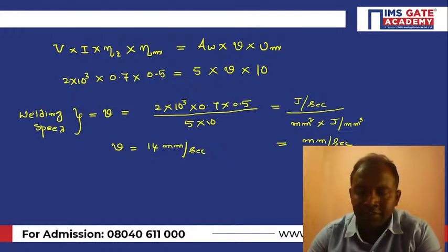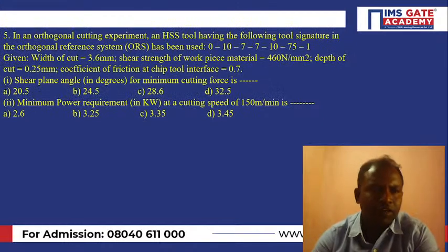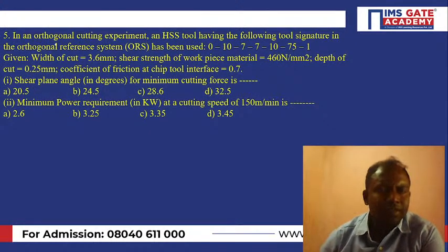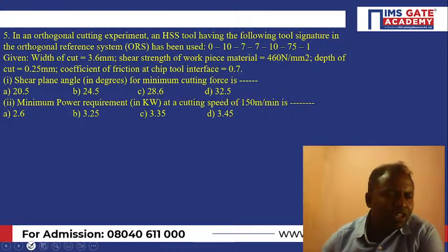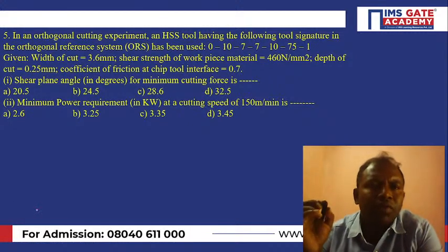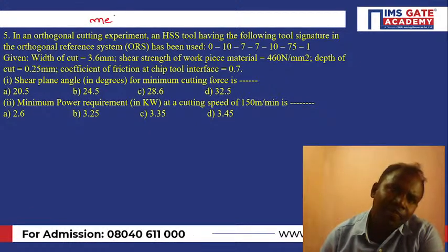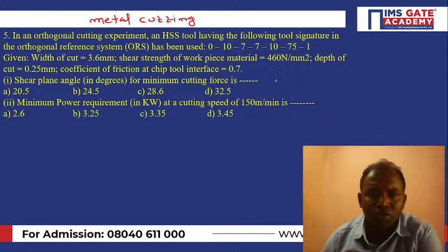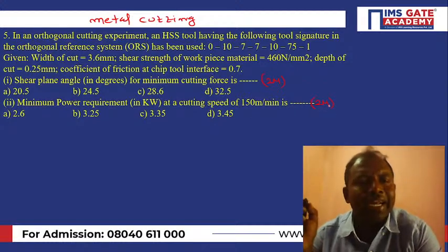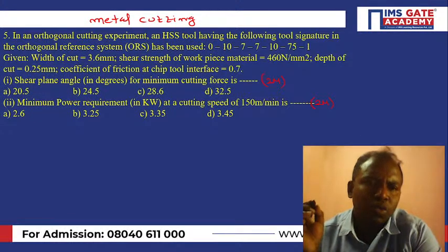Okay, right. Now let's go for another question. Every GATE paper has a metal cutting question, so here it is a metal cutting question. Let's solve this for 4 marks. Calculating the shear plane angle is 2 marks, and calculating the minimum power requirement is also 2 marks. Sometimes you may get a linked answer question for 4 marks, and sometimes you may get 1 or 2 marks questions, right?